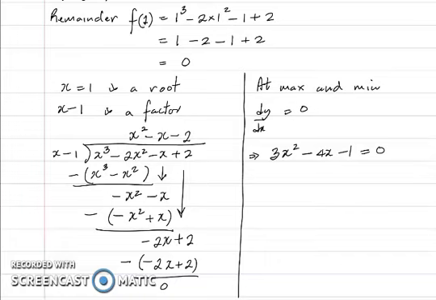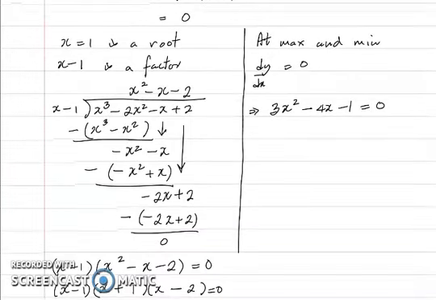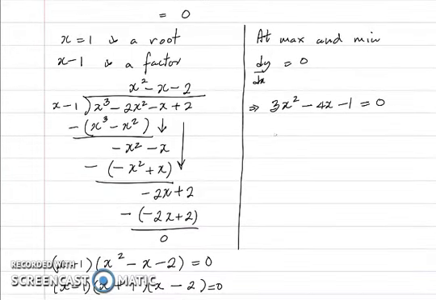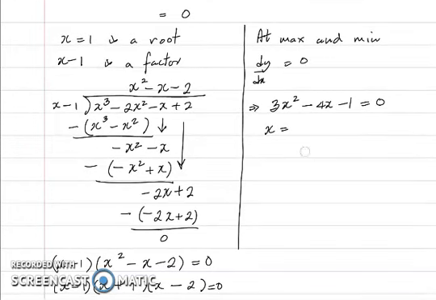If you look carefully at this equation, you recognize that I can't solve it using the method of factorization, because essentially there are no two factors of minus 3 that can give me minus 4. So if it can't be factorized, I'm going to have to use the quadratic formula. Here, a would be equal to 3, b would be equal to minus 4, and c would be equal to minus 1.